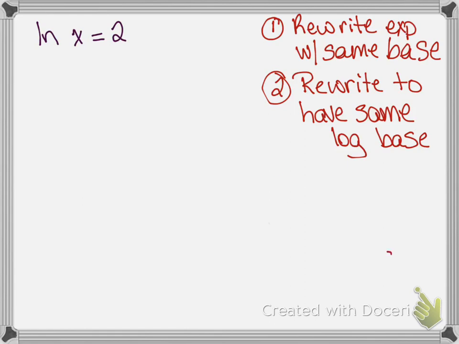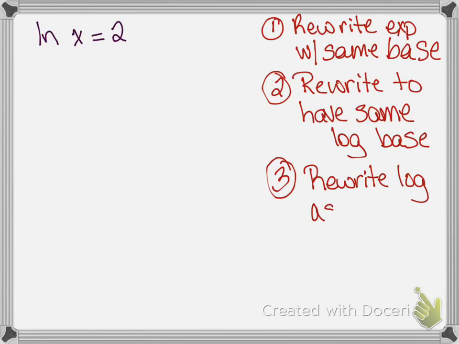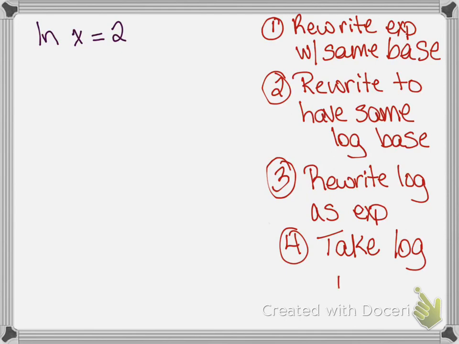So what's my third way? Good. Rewrite, and that's what we're going to have to do with this one. Rewrite a log as an exponent. And my last one is what? Take the log of each side. And we will have to do that as well. Okay.